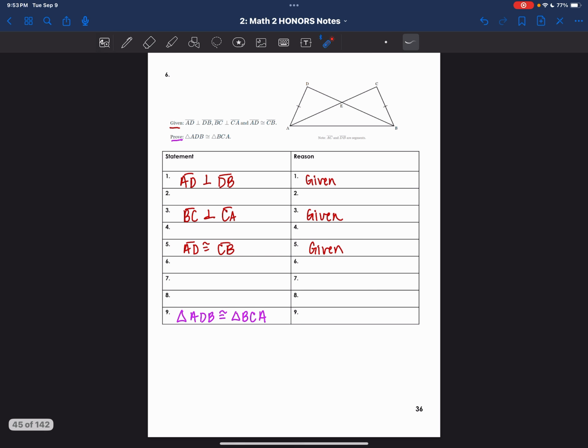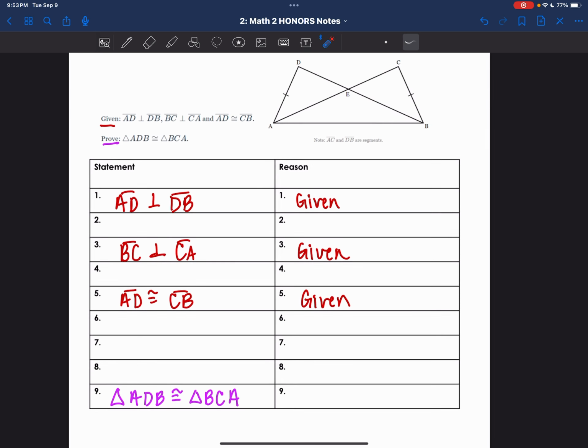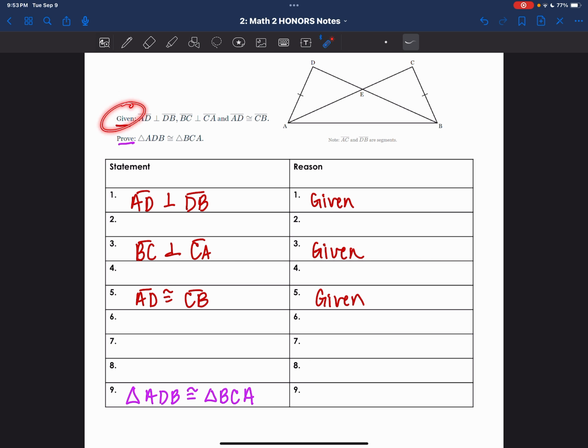All right, number 6. It looks a little crazy. It's not too bad, and I kind of helped you get started. So what I did was I wrote the givens in the correct spot. And then, of course, I wrote the prove all the way down here.